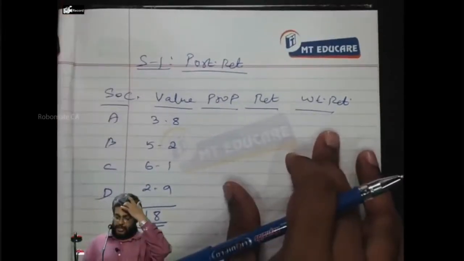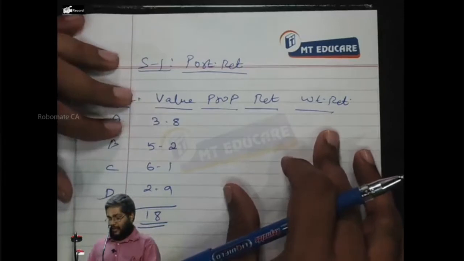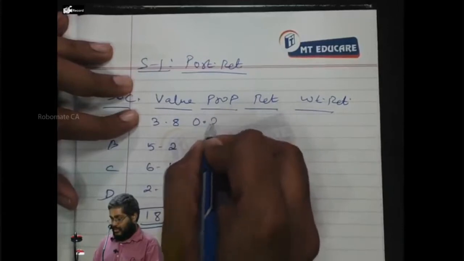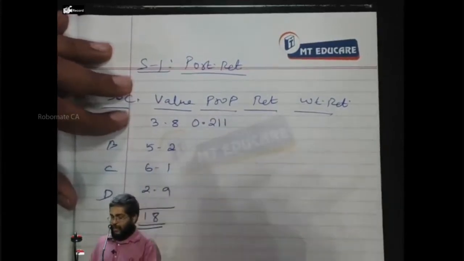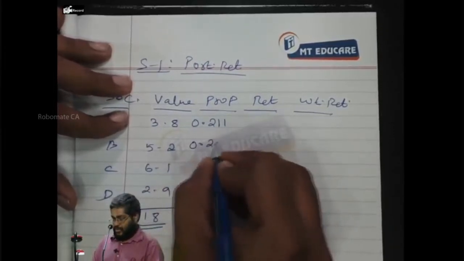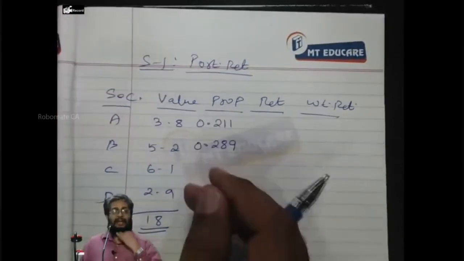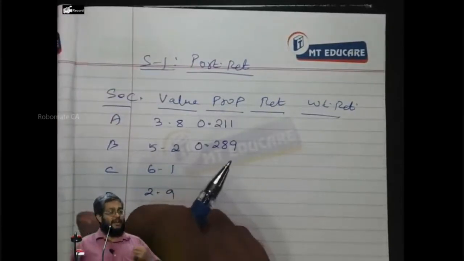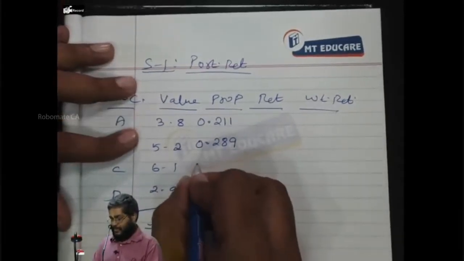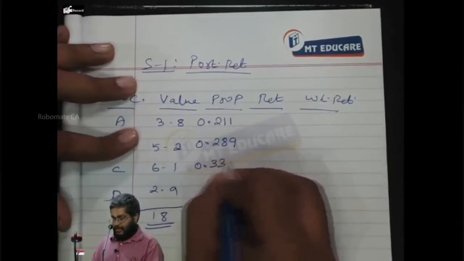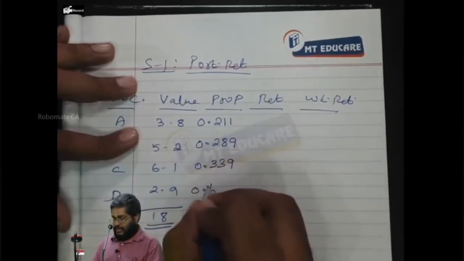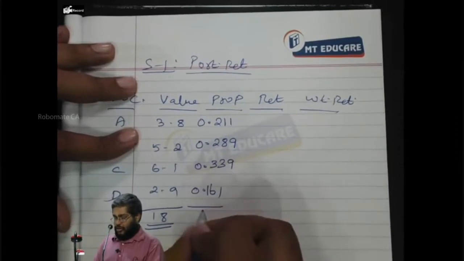Please tell me the proportion in 3 decimals. Okay. 3.8 divided by 18. How much does it come to? 0.211. 5.2 by 18. What is the number? 0.289. Now, don't drag on the calculations. Tell me clearly. I should hear it. Okay. 6.1 by 18. What's the number? 0.339. 2.9 by 18. 0.161. Obviously, the total should be what? 1.